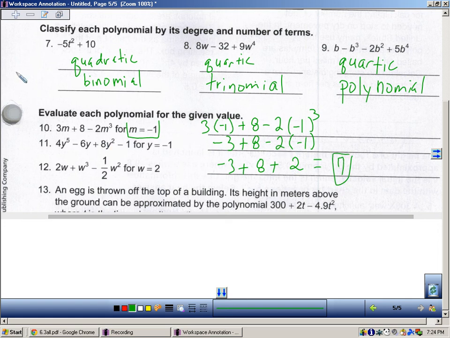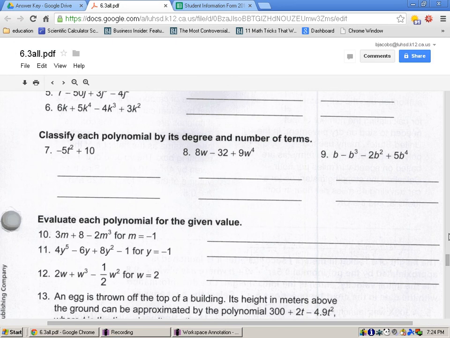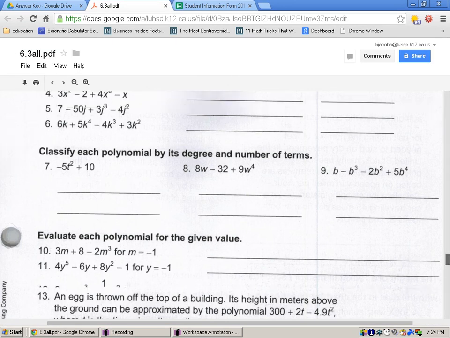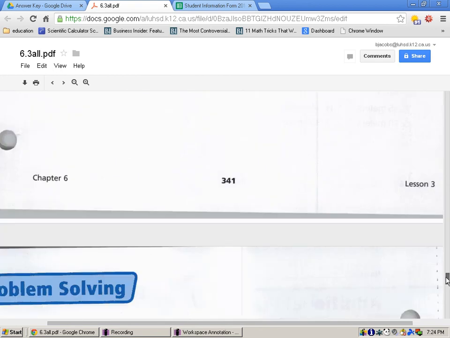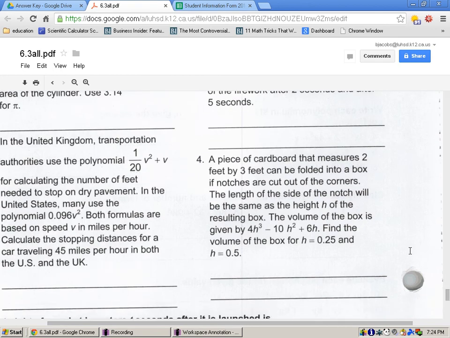Now, I have not done all of the work per se, but again, I'm expecting you to do most of this on your own, and we'll do some of these word problems in class.